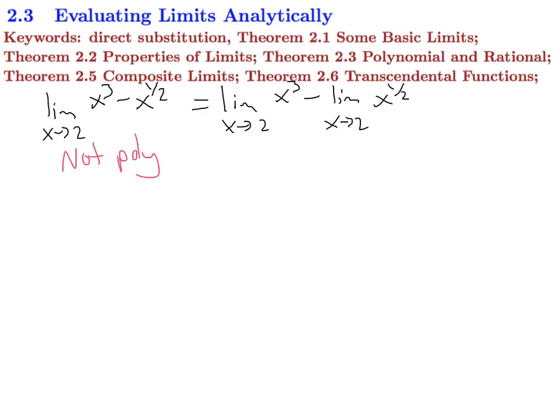So we need to think to ourselves, well, how are we going to compute these limits? Is it possible that this limit exists? This first one is just a polynomial. We can substitute that in. But what about this last one? We want to be able to substitute it in. And it turns out we can.